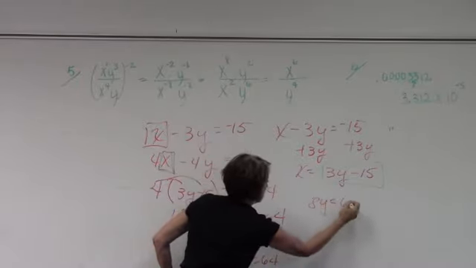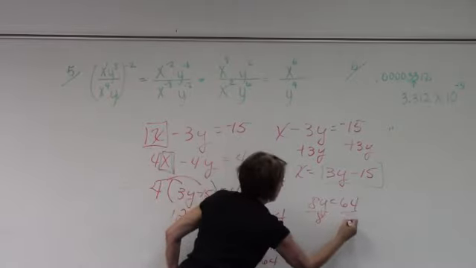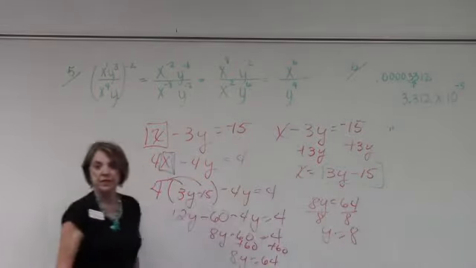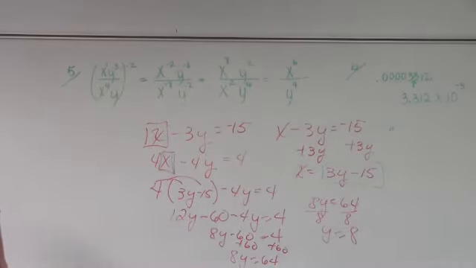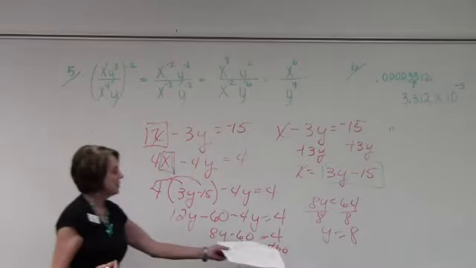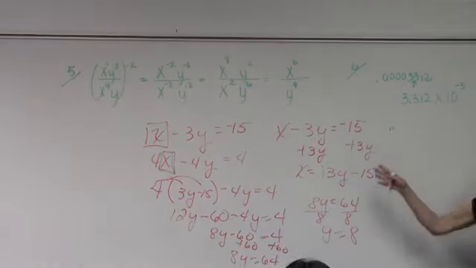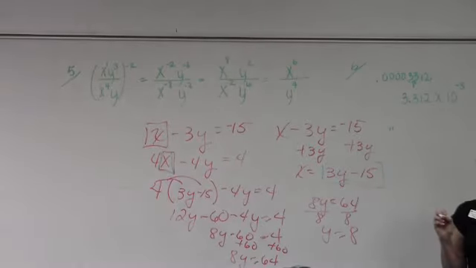Okay, a little sloppy here. What's my last step for this part? And what do I now know? Y is 8. Am I finished? Because I need the whole ordered pair. So what am I going to do now with that y equals 8? Which is the easiest to plug into? Good. We like to do things the easy way if we can.